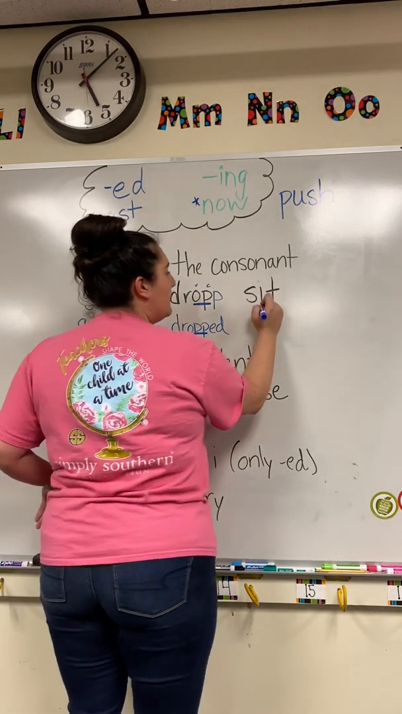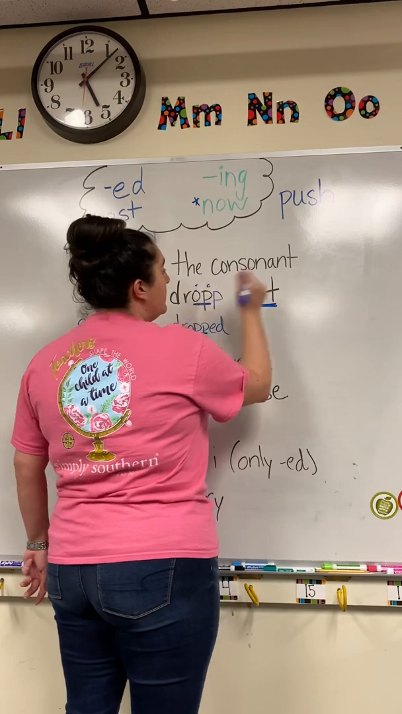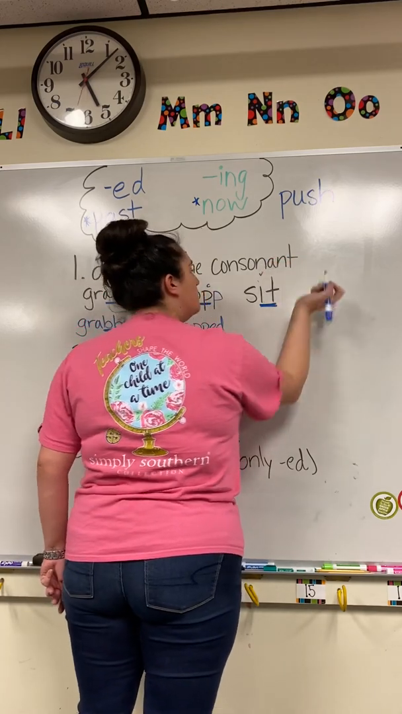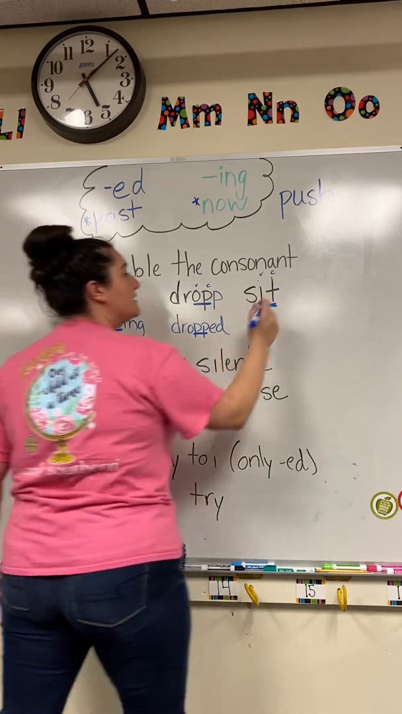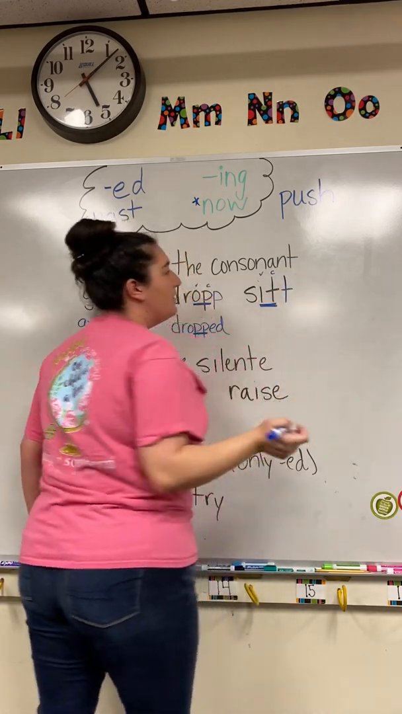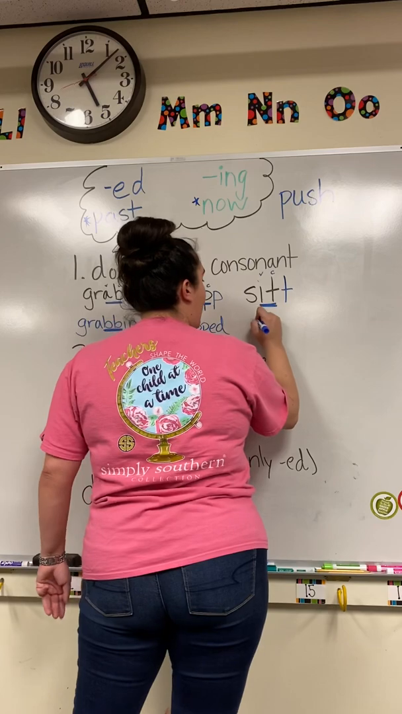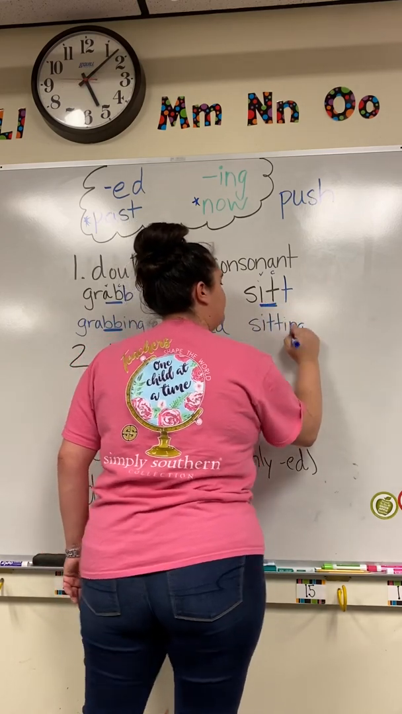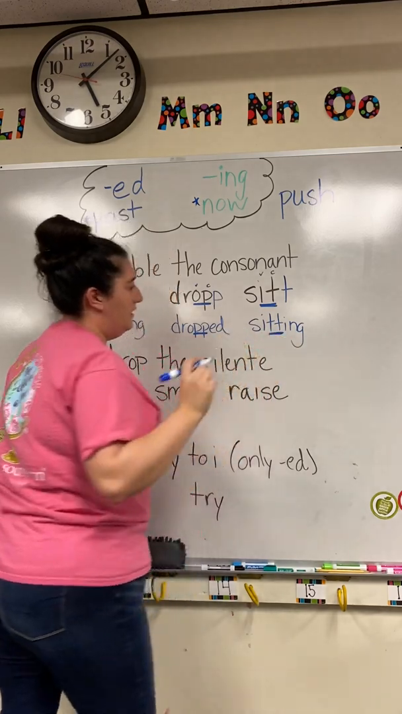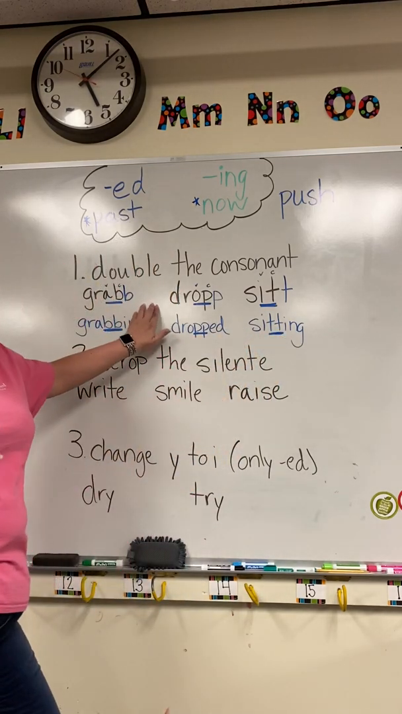Sit. If I look at the last two letters of sit, i is a vowel, t is a consonant. So it has the same pattern as both of these, which means I'm going to need to double the consonant before I add the ending. Sitting. It's got that double t in the middle. Okay? Not all words are like this.